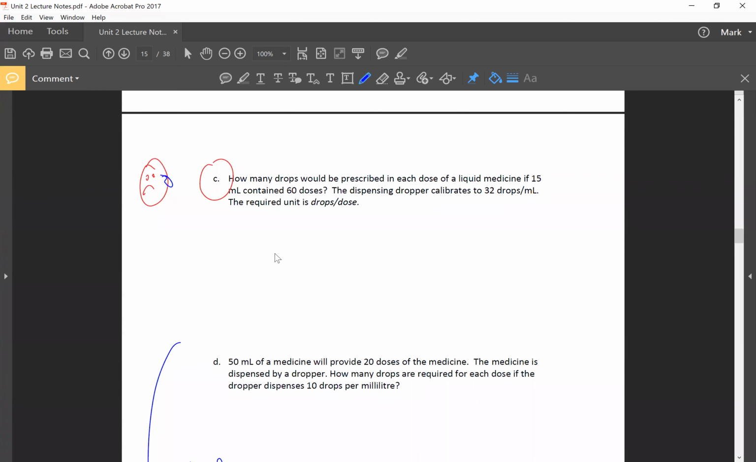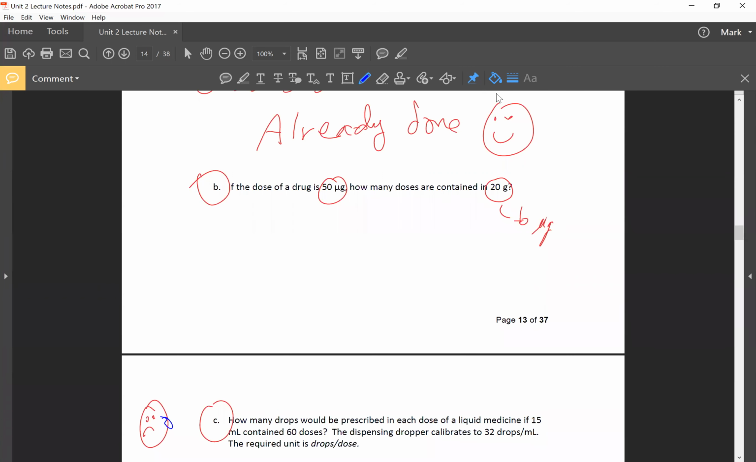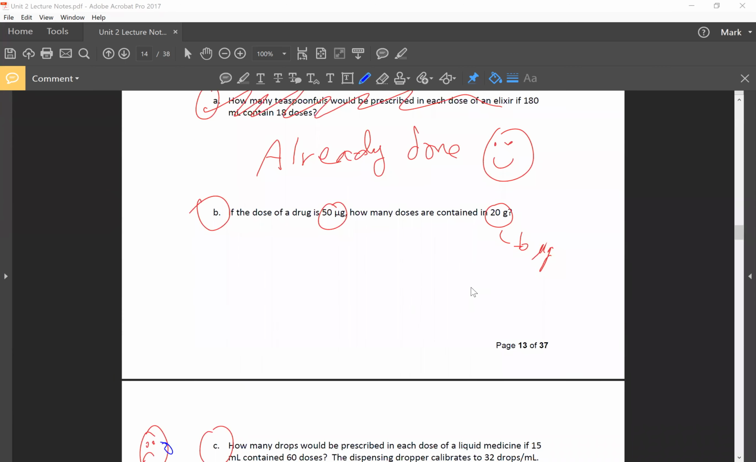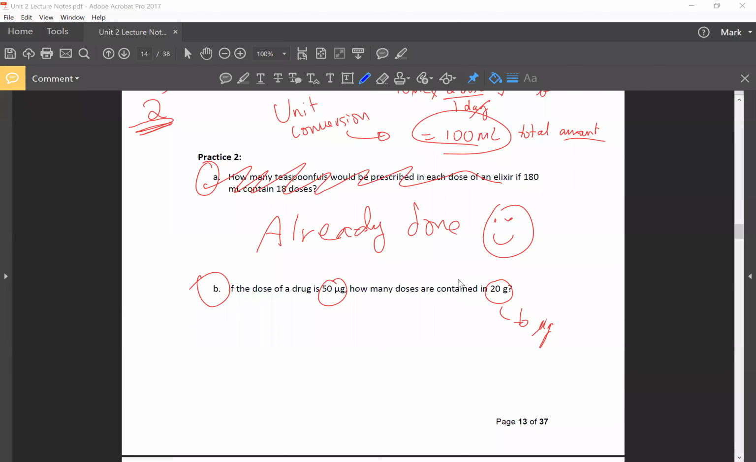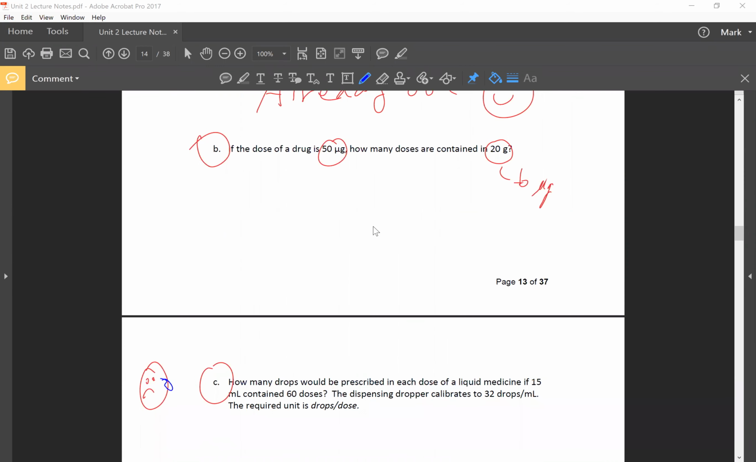All right, let me check the chat before I do B, because there's a lot of messages there. Lorena got 8, Reem got 8. A, okay, what's the answer for A? We already did A. I can't remember who mentioned it, but we've already done A above. So question B: if the dose of a drug is 50 micrograms, how many doses are in 20 grams?